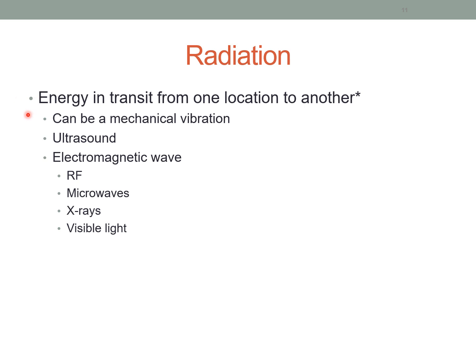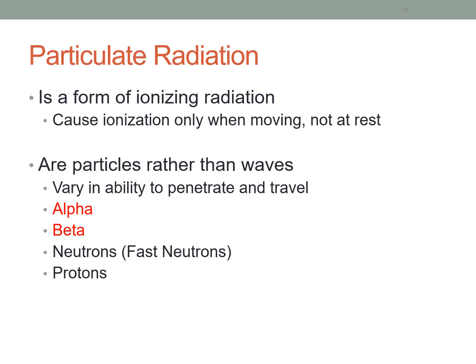Radiation, energy in transit from one location to another, can be a mechanical vibration, ultrasound, electromagnetic wave, RF, microwaves, X-rays, visible light. Particulate radiation is a form of ionizing radiation causing ionization when moving, not at rest. These are particles rather than waves, with varying ability to penetrate and travel: alpha, beta, neutrons, fast neutrons, and protons.